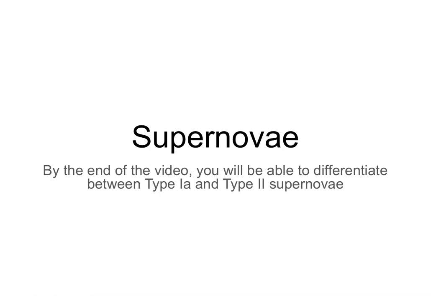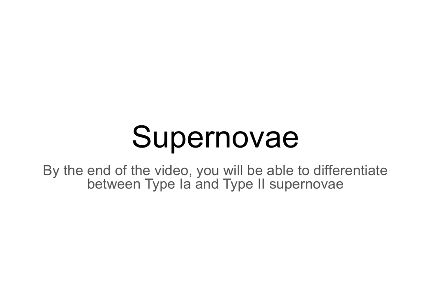In this video, we're going to talk about supernovae. And just for folks who are not used to Latin pluralization, supernovae is just the plural of supernova. So one supernova, two supernovae. We say that instead of supernovas.